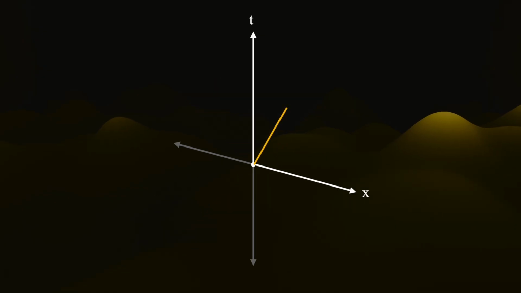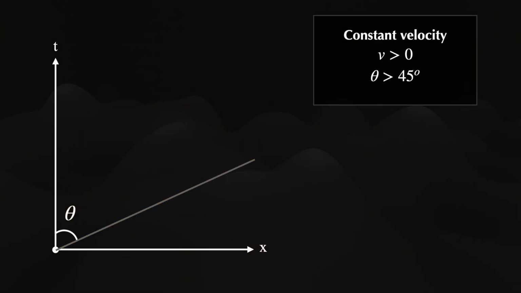So what would it mean for our angle to be greater than 45 degrees? Most of you might already know that there is nothing that travels faster than light. Therefore, it's not possible.